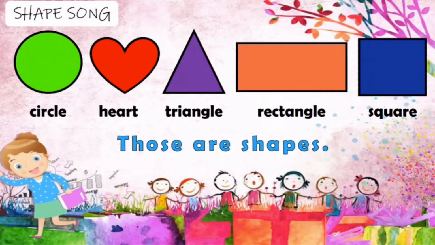Circle, heart, triangle, triangle, rectangle, square, those are shapes. Again. Circle, heart, triangle, triangle, rectangle, square, those are shapes.